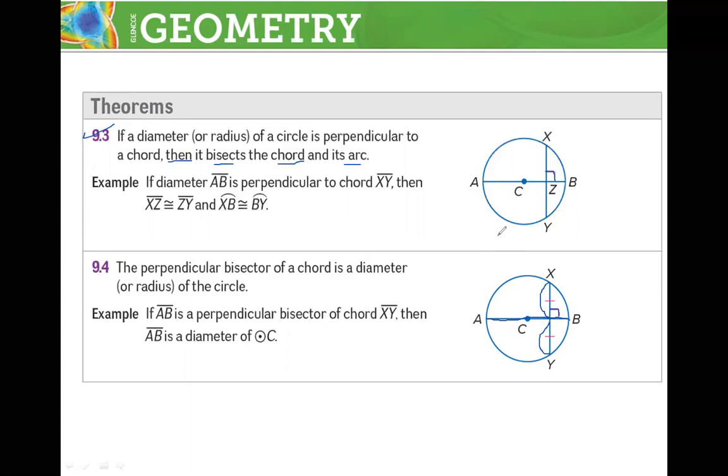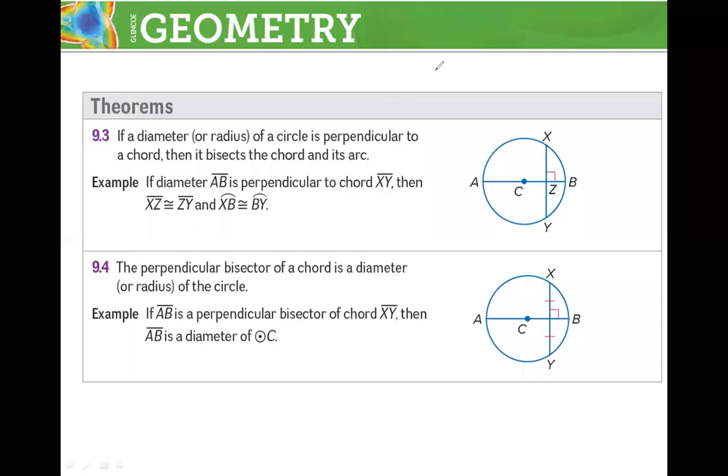So we have three pieces of information. He gave me two and asked me about the third. Pay attention with me. What are the three? Perpendicular, bisect, diameter. If he gave me diameter and perpendicular, then it bisects. If he gave me perpendicular bisector, then it's a diameter. Okay, I think it's very easy now.